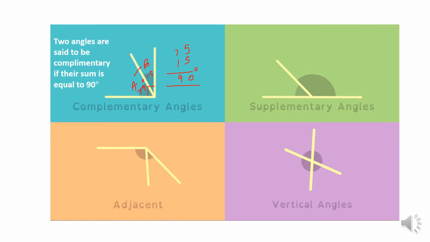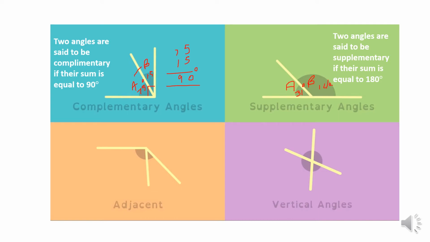Now on to supplementary angles. Two angles are said to be supplementary if their sum is equal to 180 degrees. So I'm going to label this one angle A and angle B. If I give you only angle A, if I say angle A is 31 degrees, what is angle B? Angle B will be 149 degrees.